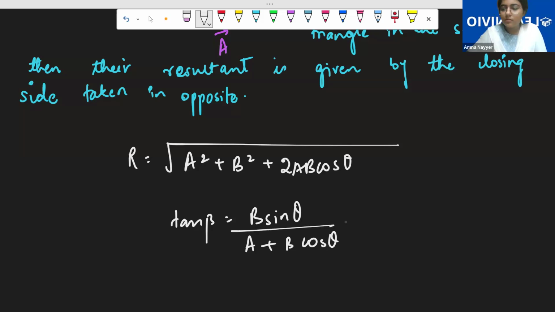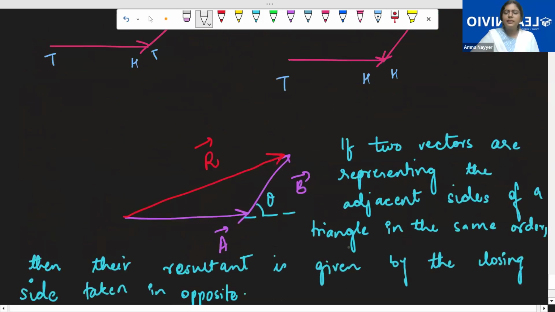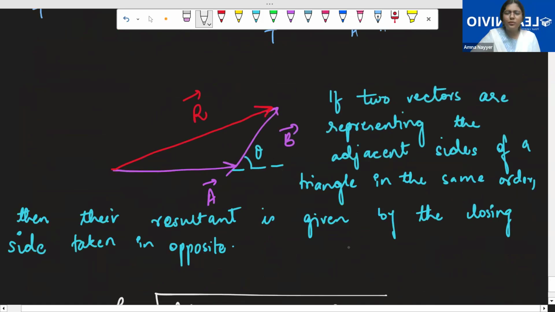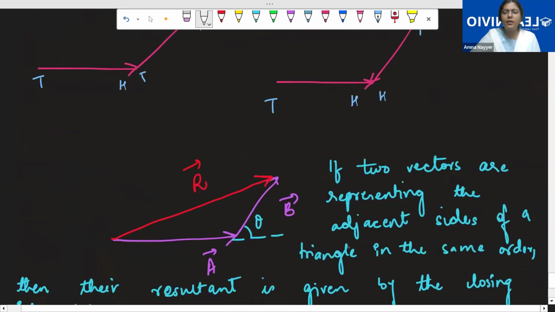Okay, so this is the triangle law. So this will be required the least. We'll be requiring it the least. Now, just write this down.